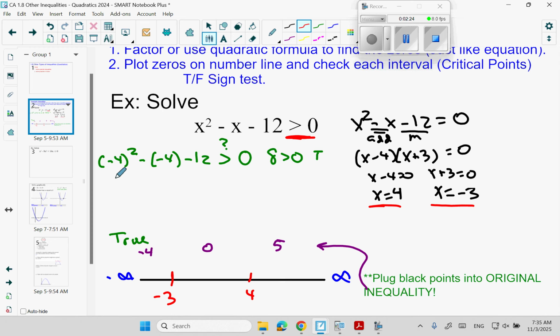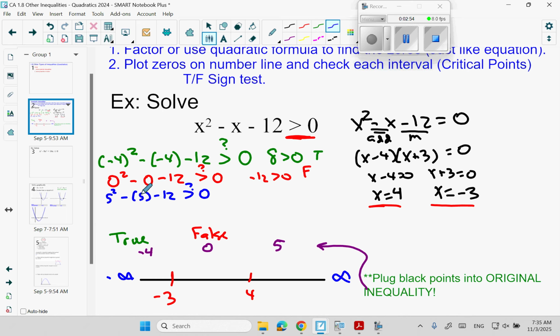I can move to the second one. I'm going to test 0. 0 squared minus 0 minus 12 greater than 0. Well, 0 squared is 0, minus 0 is still 0, minus 12 is negative 12. Negative 12 is not greater than 0. So that'd be false for the middle segment. And I can do the exact same thing with 5. 5 squared minus 5 minus 12. 5 squared would be 25. Minus 5 is 20. 20 minus 12 is 8. 8 is bigger than 0, so that's true as well.